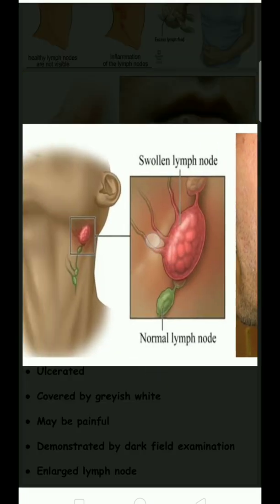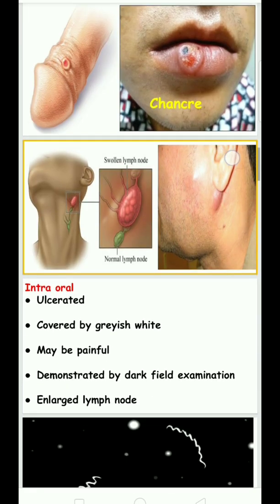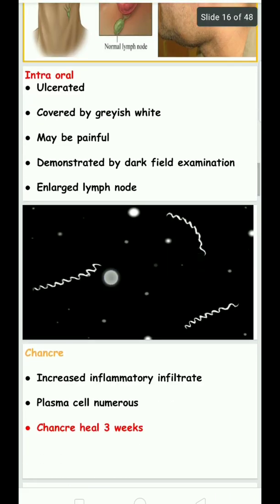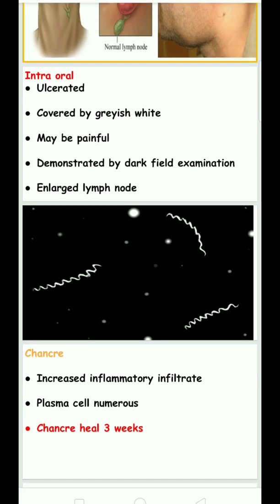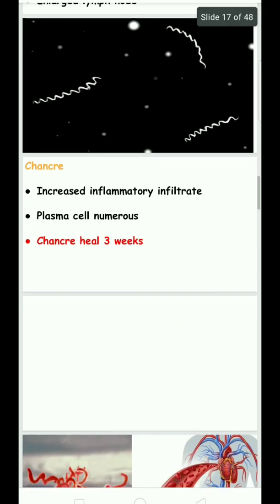Regional lymphadenitis is also seen. In the intraoral area, the lesion is ulcerated, covered by a grayish white membrane, and may be painful. It is demonstrated by dark field microscopic examination, and enlarged lymph nodes will be seen. In the chancre, the ulcerated area shows increased inflammatory infiltrate with numerous plasma cells.